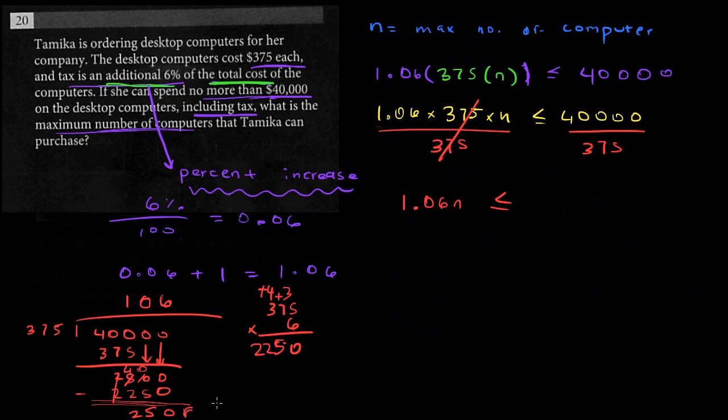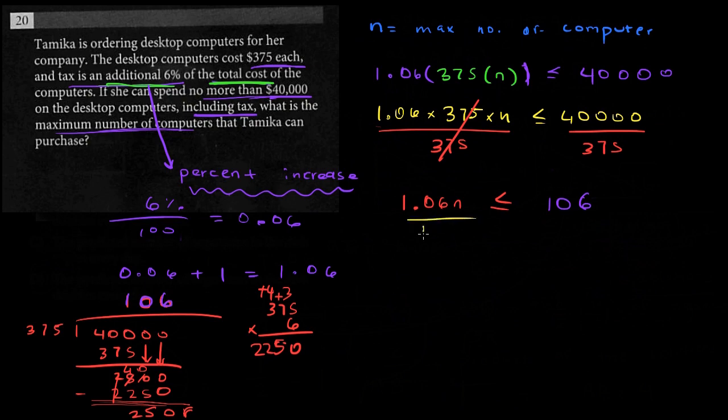Now we can exclude that remainder because it doesn't make sense to have a fraction of a computer. We need whole numbers, and this is very common on the SAT where they test this. And so we have 106 whole computers without tax. It's very important that you understand what this number is. 106 is the maximum number of computers that Tamika can purchase without tax, but there is tax.